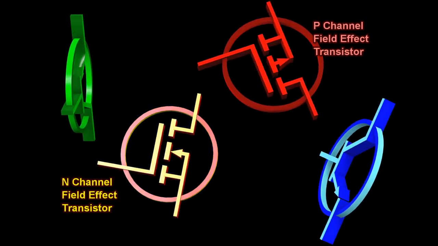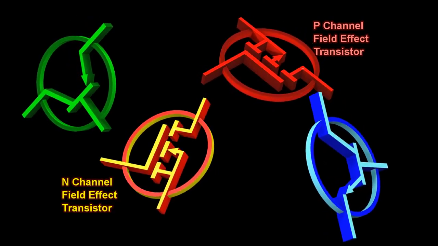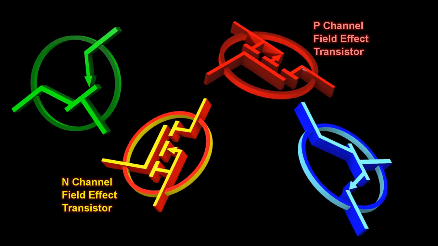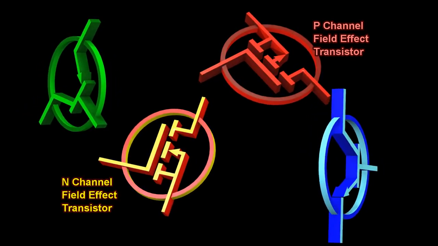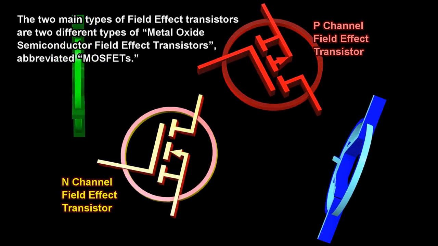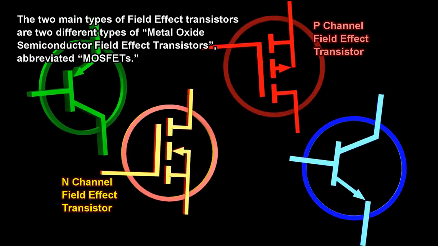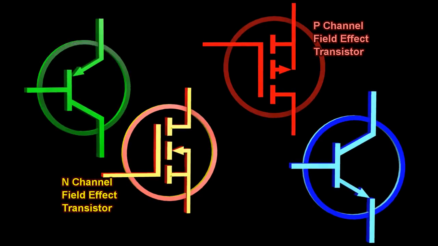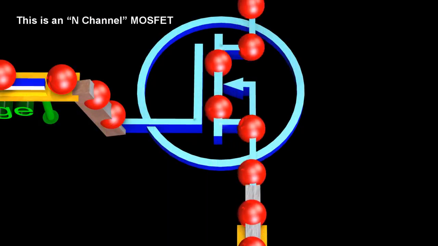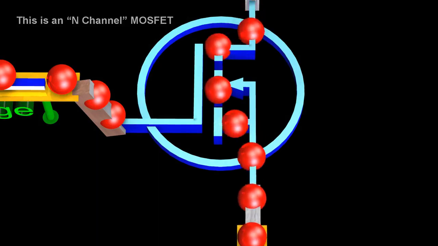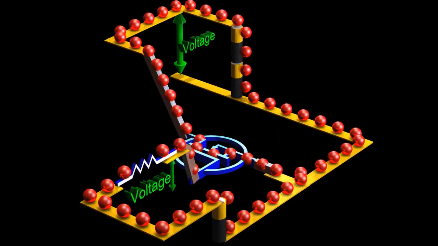Let's now focus on field effect transistors. The two main types of field effect transistors are two different types of metal oxide semiconductor field effect transistors, abbreviated MOSFETs. This is an N-channel MOSFET. As always, the red spheres represent the direction of positive current.